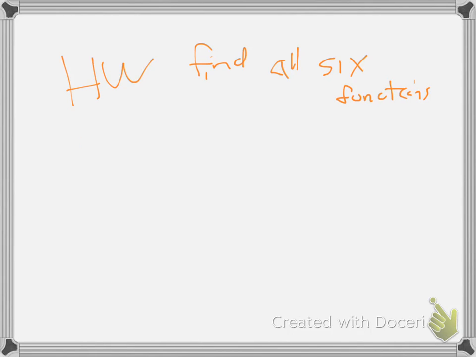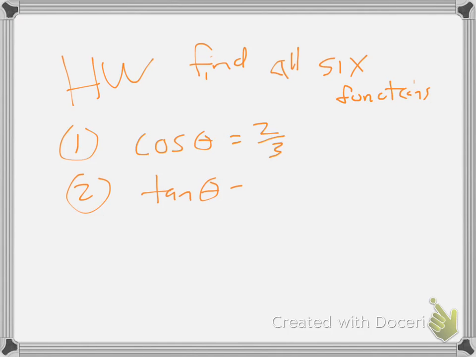Homework. Directions are: find all 6 functions of number 1, cosine theta is equal to 2/3. Number 2, tangent theta equals 1. And the third one, cosecant theta is equal to 8/3.